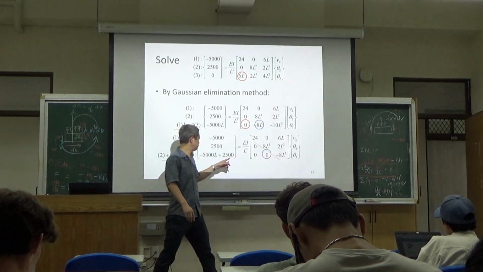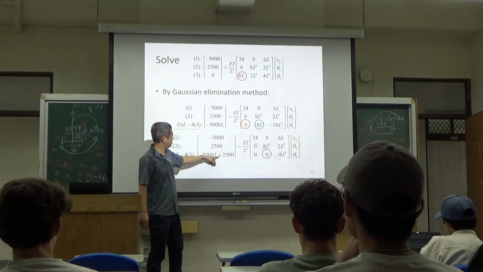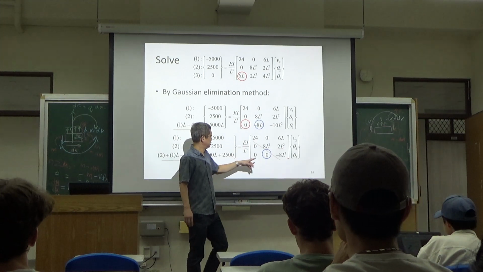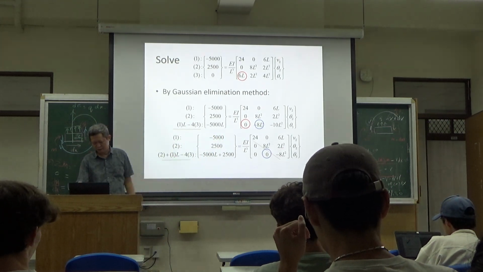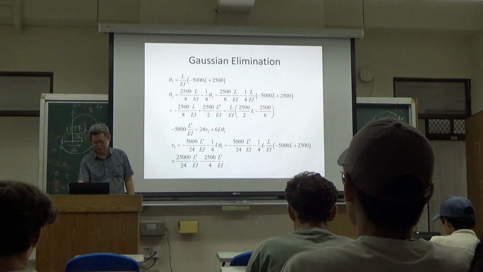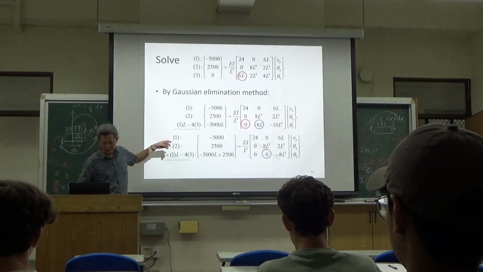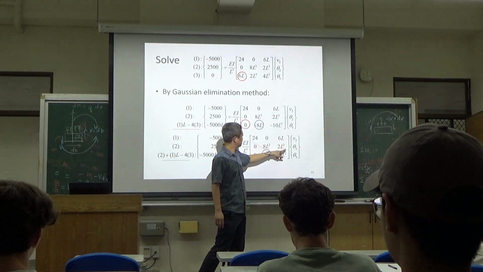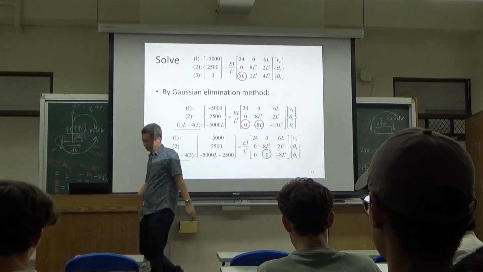Then the third row will have first two coefficients being 0. Then I can straight away solve for theta 3. Theta 3 is equal to minus 500L plus 5000L plus 2500 divided by minus 8L squared. So in this way I solve for theta 3. After you solve theta 3, do the substitution back into the second equation. Then because theta 3 is known, theta 2 can be solved. Okay?